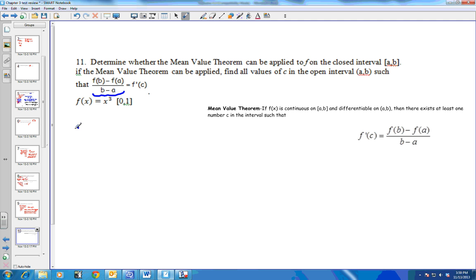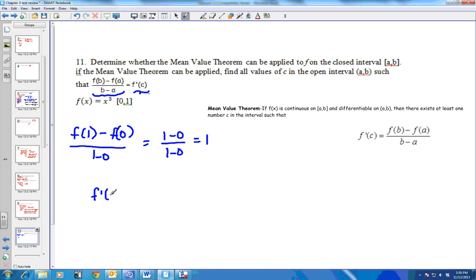So I'm going to find f of 1 minus f of 0 over 1 minus 0. Okay, so let's see what that is. When I plug 1 in, I just get 1 minus 0 when I plug 0 in, over 1 minus 0, so that's 1. We like that. That's easy. Now we're going to find the derivative. So now we're doing this part.